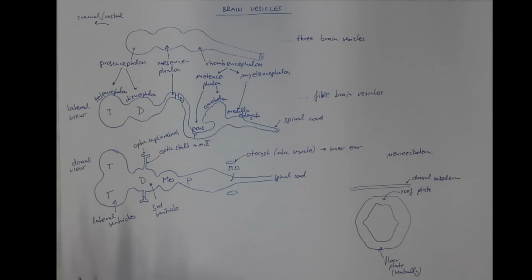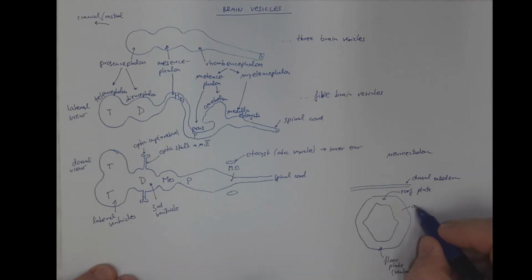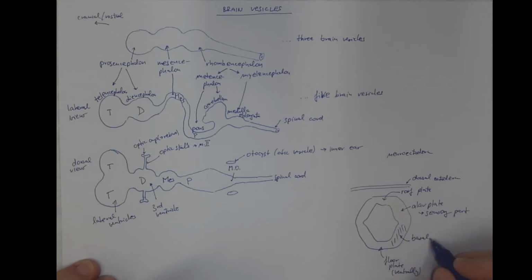Then we can see that this part, the more dorsal one, which is called the alar plate, becomes the sensory part of the tube, while the more ventral one, called the basal plate, will become the motor part, which is well preserved in the spinal cord, but also in some regions of the medulla oblongata, although modified by future movements and development. This groove is called sulcus limitans.